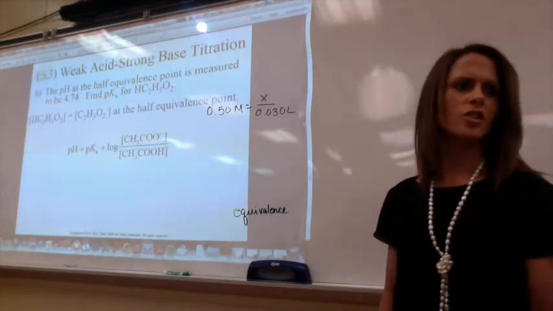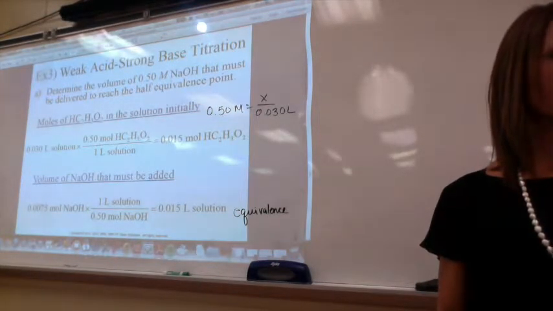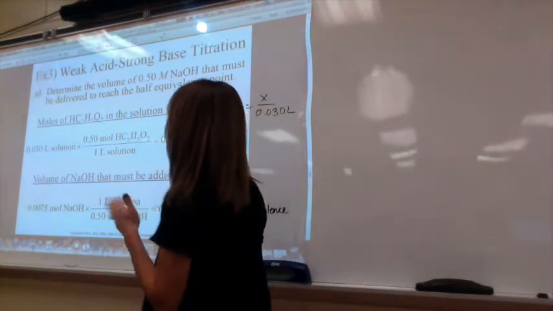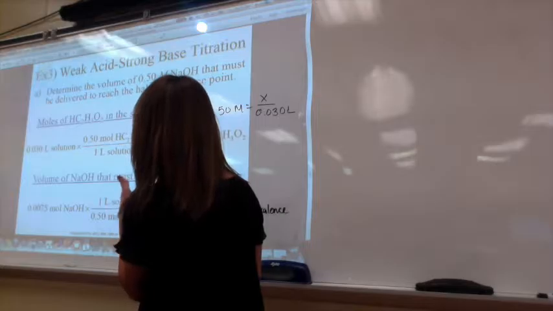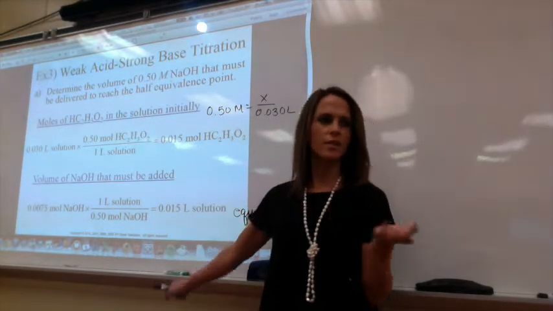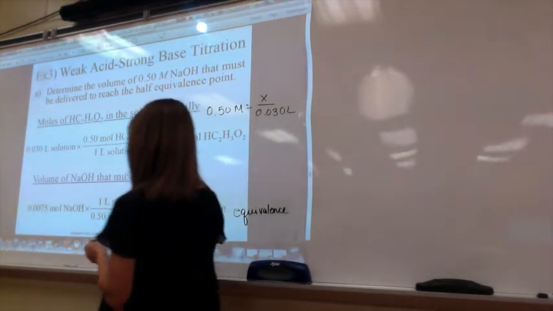So this just jumped to B. Sorry. This is actually not finished, and then it ran over to the next question. Determine the volume that must be delivered to reach the half equivalence. So we're going to take this volume and divide it by 2. I don't know why the slide just stopped. It didn't put that piece of information in there. So this is the volume.